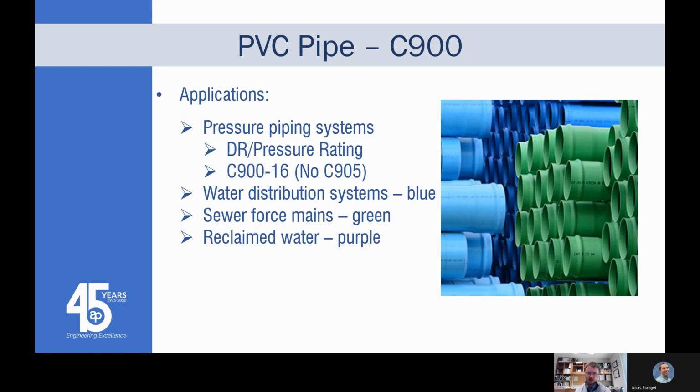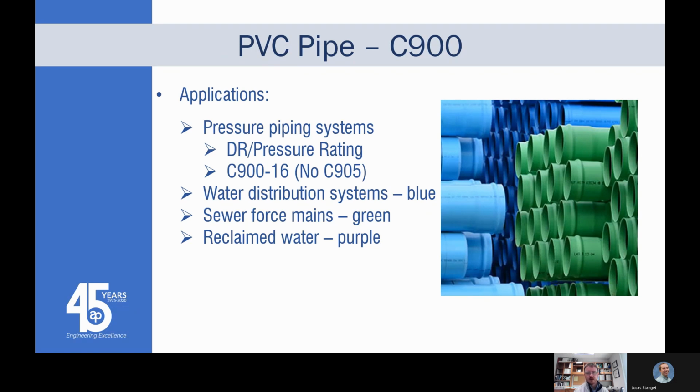As far as the specification goes, the current one is C900-16. There is no C905 anymore. I think in the 2016 update to the AWWA specs, they combined the two. So you used to have C900, which covered, I want to say, 4 to 12 inch. And then if you got bigger than 12 inch, it went to C905. With the most recent update, it's all combined into C900-16. So if you're looking for the latest AWWA spec, point there.